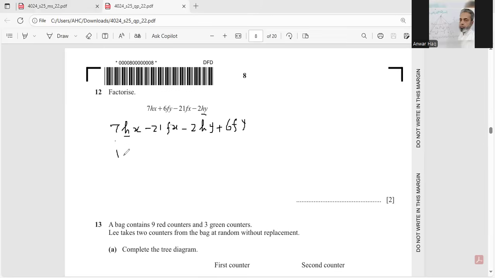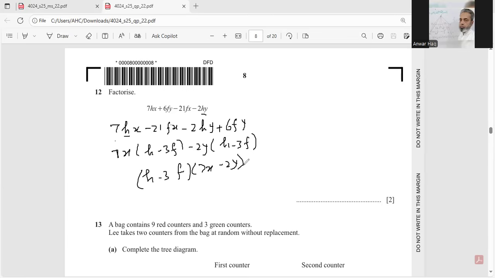Take 7x common from here into h minus 3f, minus 2y common from here. So h minus 3f. Your final answer is h minus 3f into 7x minus 2y. H minus 3f into 7x minus 2y is the final answer for this. Now for question 13.